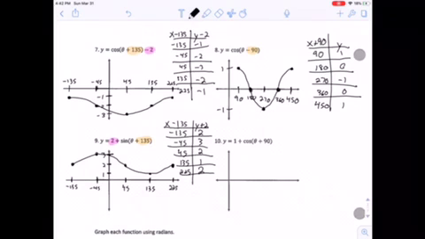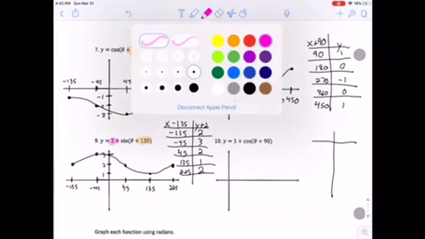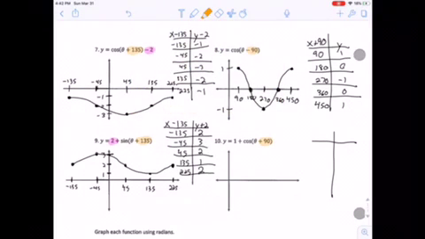Okay. Same thing here. Okay, so let's set up our table. And we look. Plus 90 means we're going to subtract 90, so we want x minus 90. And then here we have plus 1, so we have y plus 1. So now 0 minus 90 is negative 90. 90 minus 90 is 0. 180 minus 90 is 90. 270 minus 90 is 180. And 360 minus 90 is 270.